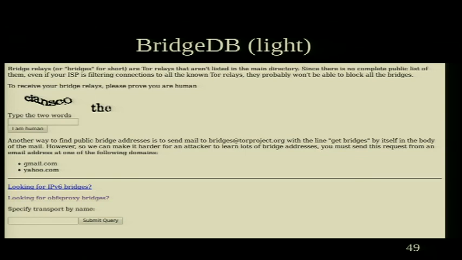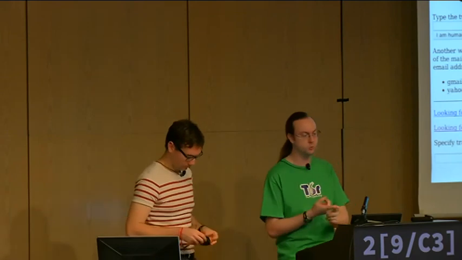So BridgeDB is a service, it's a web service and also an email service. The idea is that it gives out bridge addresses in a way that the bad guys can't learn all of them, but the good guys can learn some of them. We added reCAPTCHA support. We've got IPv6 bridges, which no country on Earth censors at this point. We've got obfsproxy bridges, but not enough. I'd love to have some more people running them.